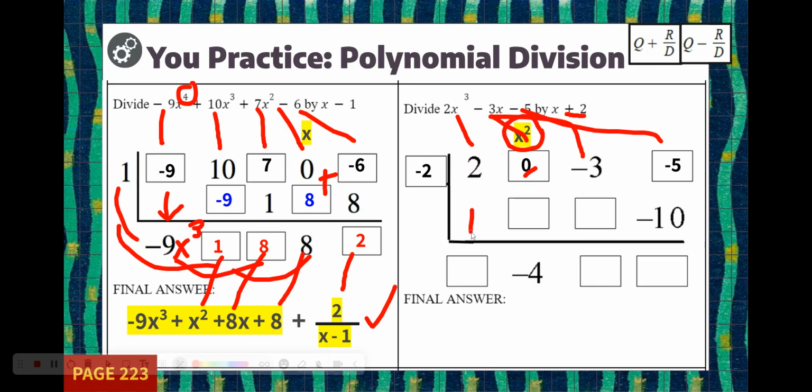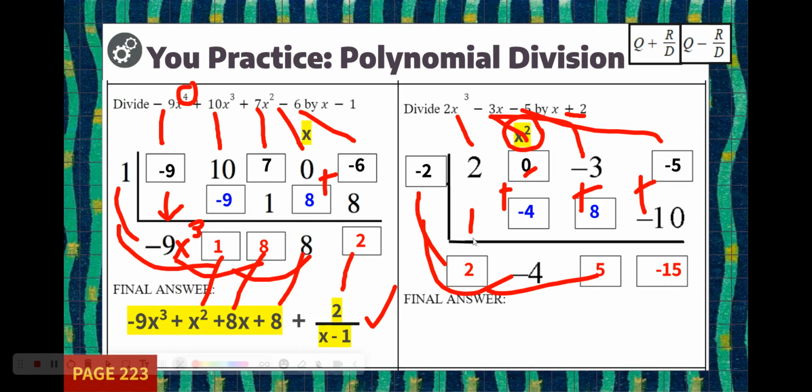Okay, put down this, that's 2. 2 times negative 2 is negative 4. Add them together, that's negative 4. Then negative 4 times negative 2 is 8. Add them again, negative 3 plus 8 equals 5. Multiply them, that's negative 10. If you add them, that's negative 15.